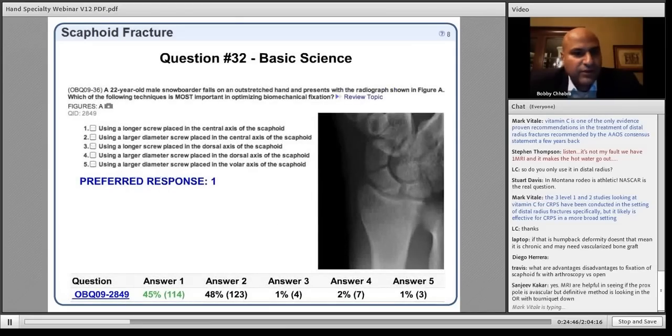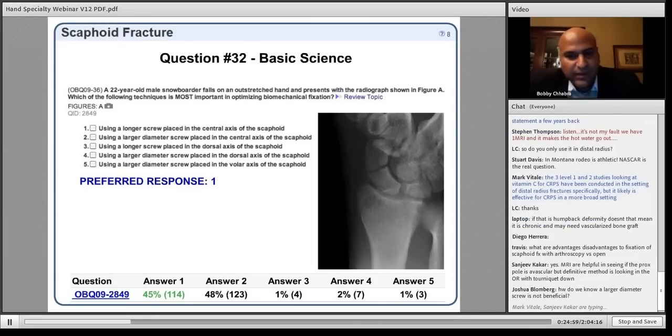So going back to the question, this is a snowboarder who falls, has a scaphoid fracture. What's the best treatment option? It looks like it's a little displaced, so you probably want to fix it. ORIF is the best thing. A lot of times, if they're non-displaced, you can do it percutaneously or with a mini open procedure. And the answer for this is a longer screw placed in the central axis of the scaphoid. 45% of you got that right.